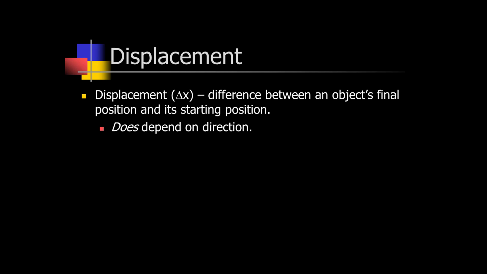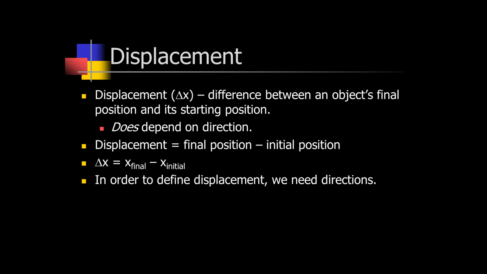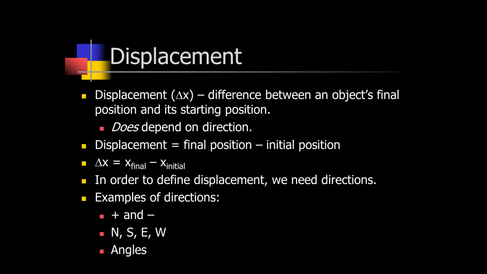Okay, it does depend on direction. Displacement is dependent upon the direction. So displacement is equal to final position minus initial position. You can see delta x is equal to x final minus x initial. So in order to define displacement, we need directions. That is important. Distance does not need direction and displacement needs direction. And in which direction, you can see we are having different examples like positive and negative direction, north, south, east and west direction, or we can specify the direction with the help of angles. Different angles could specify the displacement.